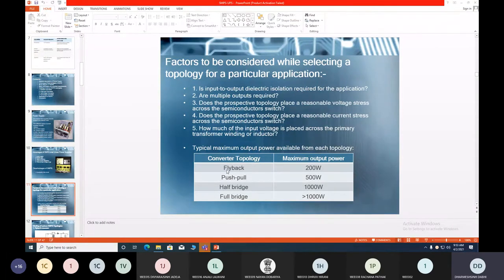Then after this we will start the topologies of SMPS. Is there any doubt for anyone up to this point? Yes or no? No, sir. No, sir. Okay.